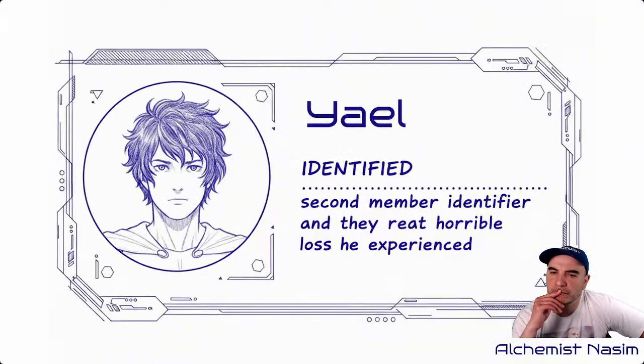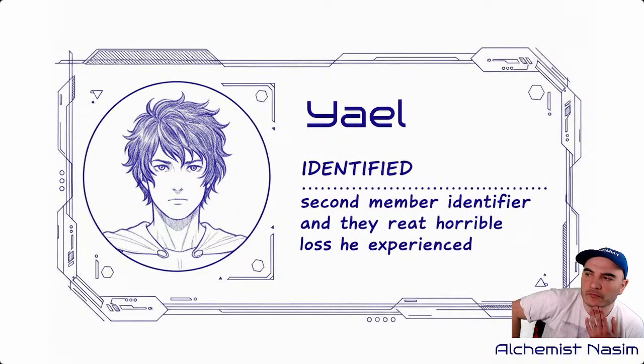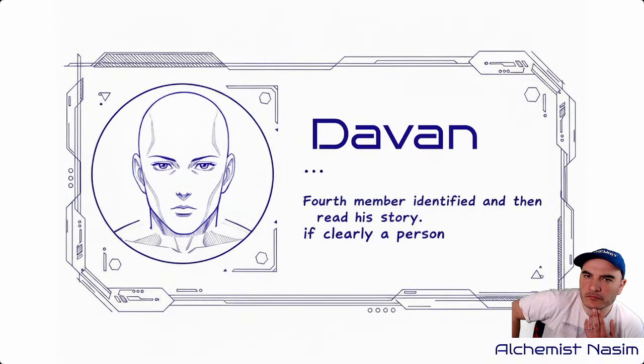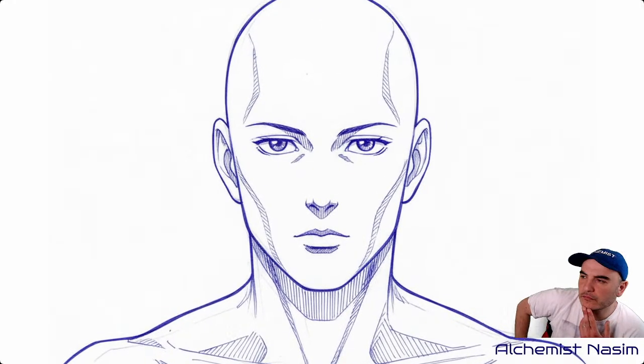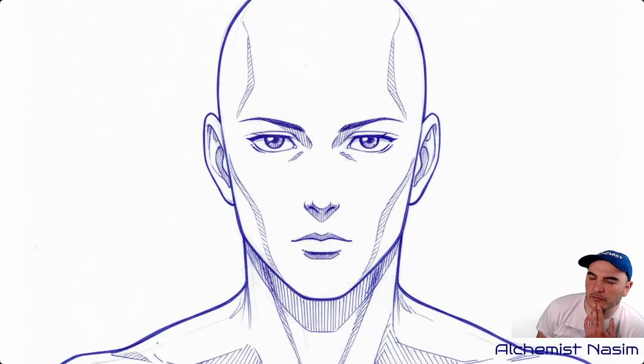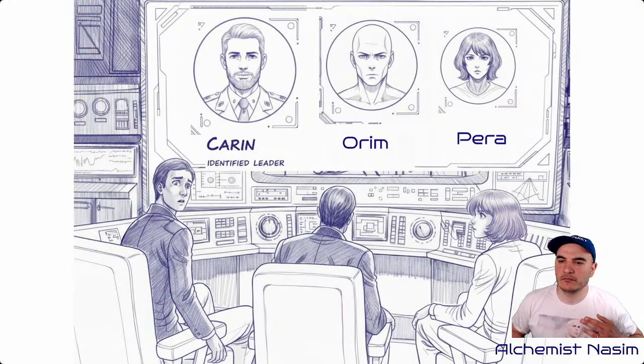Yael. His brother was detained and executed for publishing an anti-imperial book. Devon, Cressian Republic Special Forces. His unit was wiped out in a border clash. The Republic listed them all as MIA. None of them have reason to love the Empire.